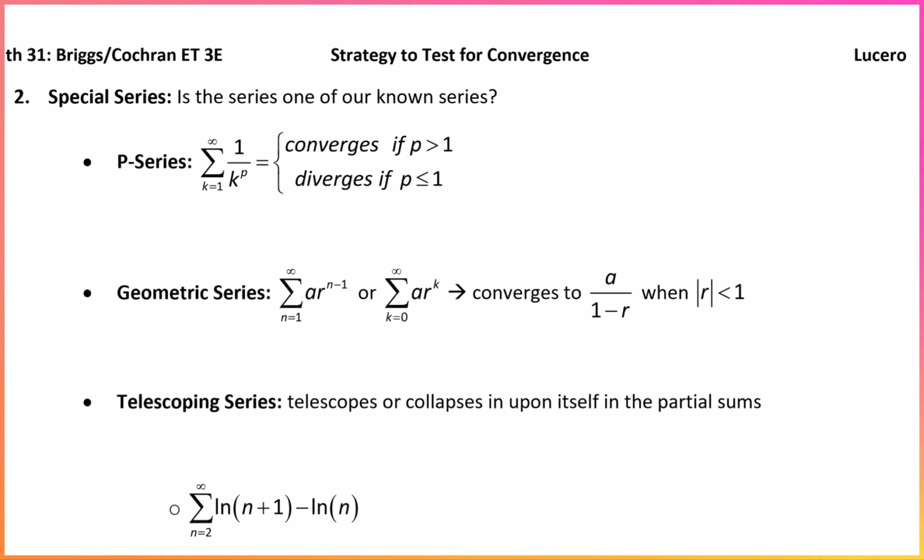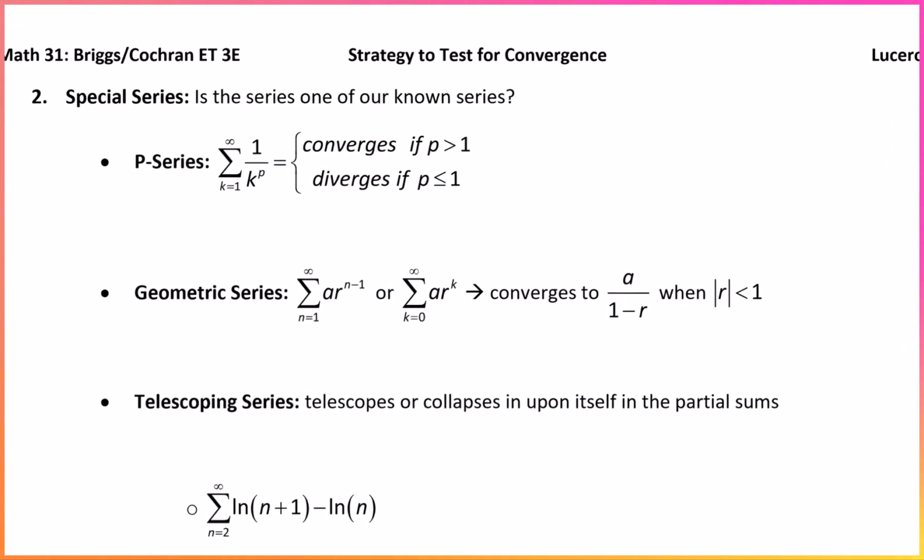If we're one of our special series, then we can apply our rules for the special series, the P series, the geometric series, or if it's a telescoping series, we can see how the partial sums telescope and then take the limit of the partial sums.